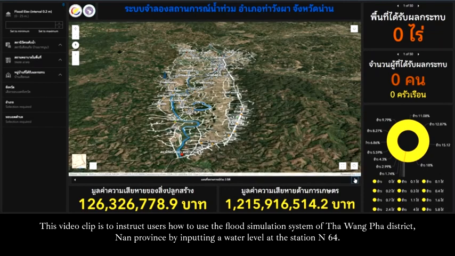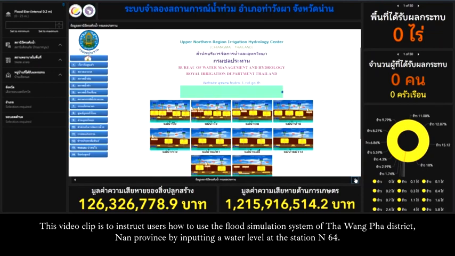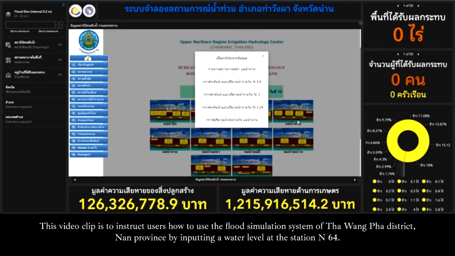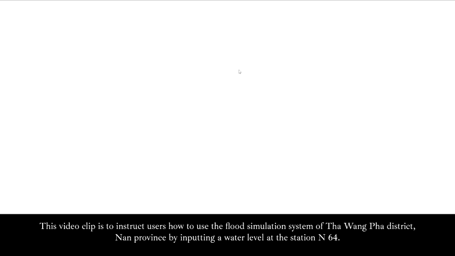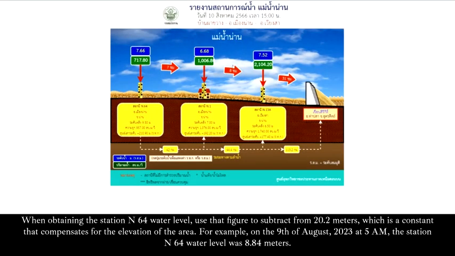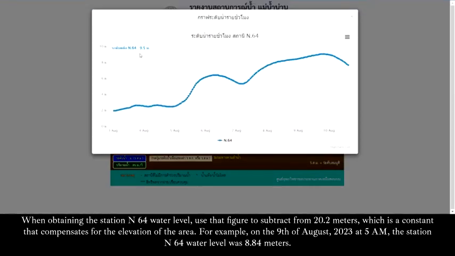This video clip is to instruct users how to use the flood simulation system of Tha Wang Pha district, Nan Province by inputting a water level at the station N64. When obtaining the station N64 water level, use that figure to subtract from 20.2 meters, which is a constant that compensates for the elevation of the area.